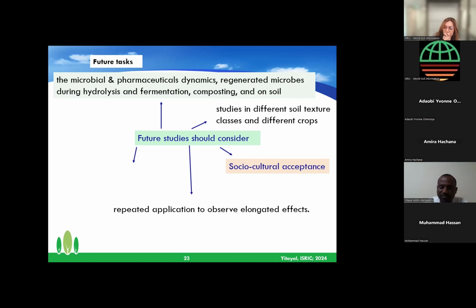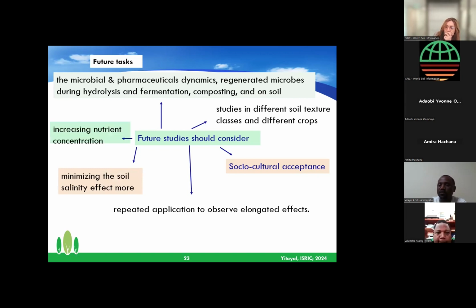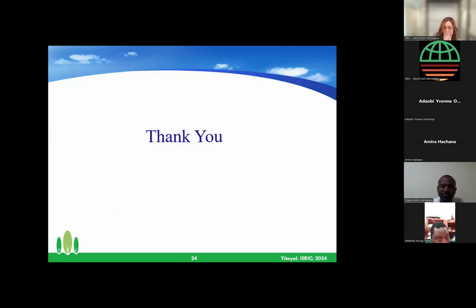Also, repeated application, and minimizing the soil salinity effect further. There are many materials which are low in sodium and chloride content specifically, which may be mixed with the coffee pulp and the urine, so that the salinity will be lower than expected, especially for repeated use. And increase nutrient concentration to minimize the bulk or mass that will be used.